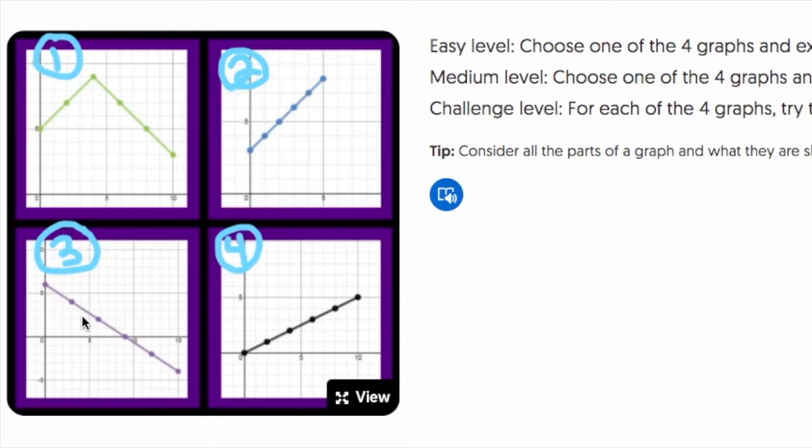Graph 3. Graph 3 has a whole bunch of things that can make it not belong. It's the only one to start at 6 on the y-axis. Its x-axis skip counts by 5, but all the way to 15. It's the only graph that has descending points across it, and it's also the only graph that goes into negative numbers.